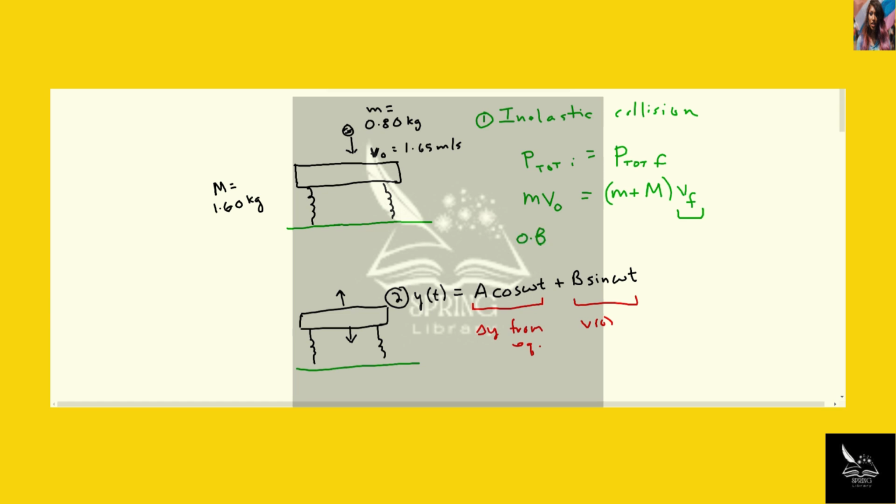So we have 0.80 kilograms in the small mass times 1.65 meters per second is equal to the total mass. We'll just combine that right now as 2.40 kilograms. And that will give us the answer in meters per second. And it'll be 1/3 of the 1.65 meters per second. So 0.55 meters per second.